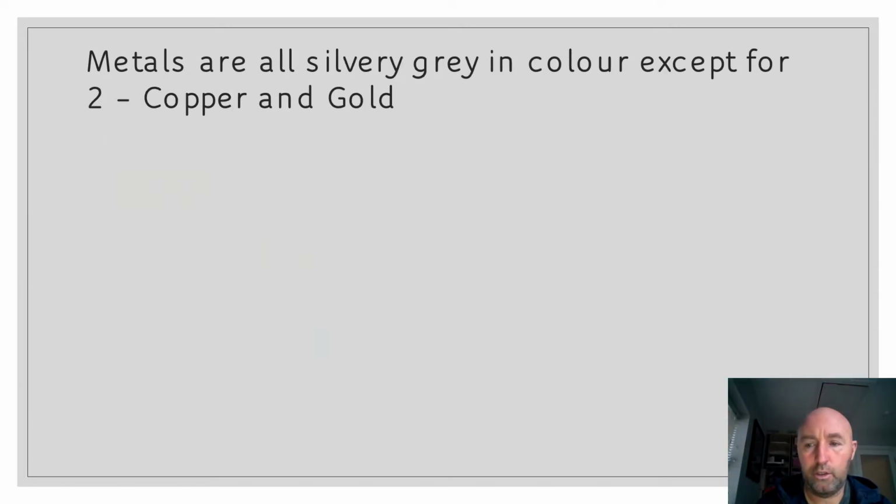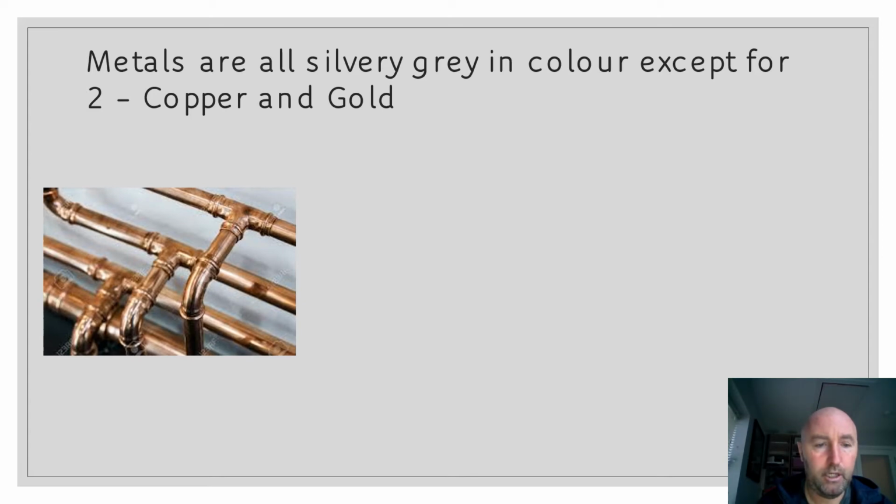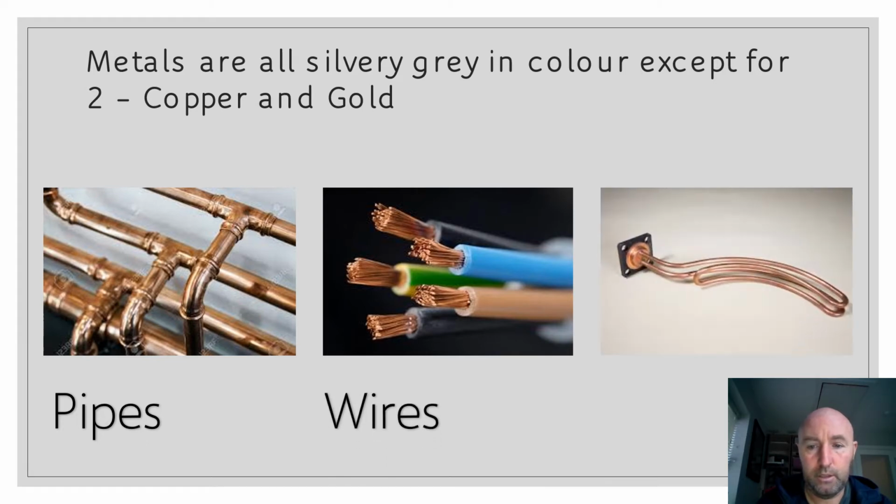Now, in relation to colors, all metals are silvery grey in color except for two, copper and gold. There we see our copper pipes that everybody would have seen at some stage, copper wires, and copper being used for the immersion in a hot tank or something like that. But in general, all of the other metals are silvery grey except for copper and gold.